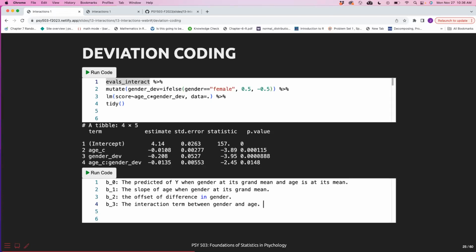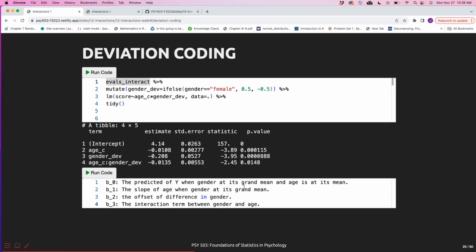Right? So going from females to males for a 1 unit increase in age, there's a 0.0135. And again, this is similar to what we did with the dummy coding here. So the B sub 3 is still going to be our interaction term, and we would see if that's significant or not, and it is. And then the gender dev, since we deviation coded, it's still going to be the difference. What's different here is the intercept value and then the age slope, because it's no longer at the female level, it's at the grand mean level. So slight differences in interpretation, but there's not too many differences.